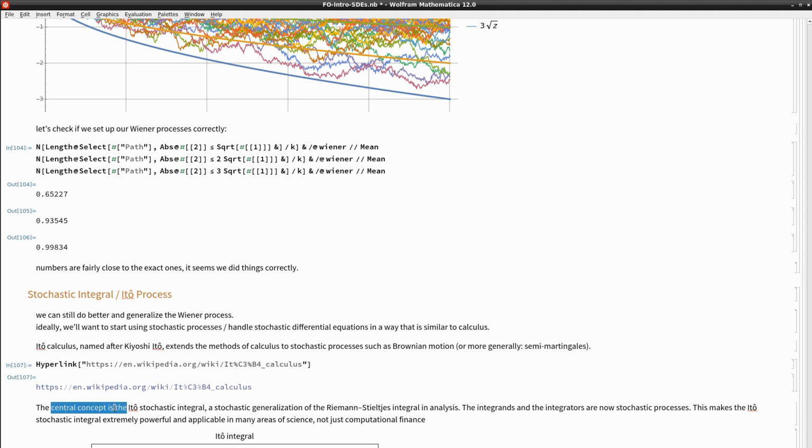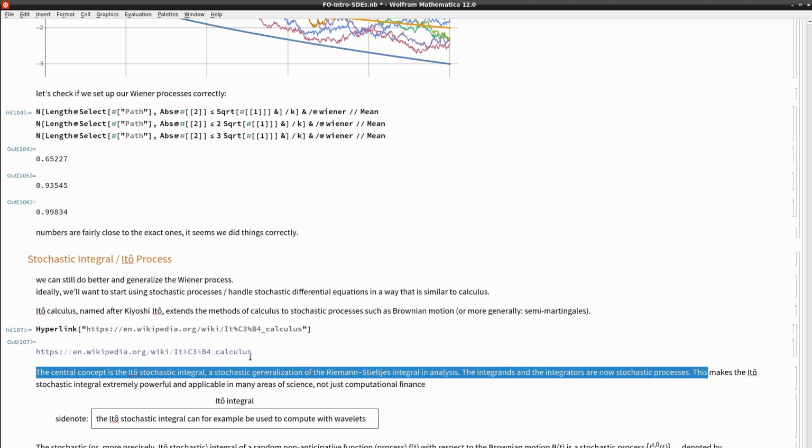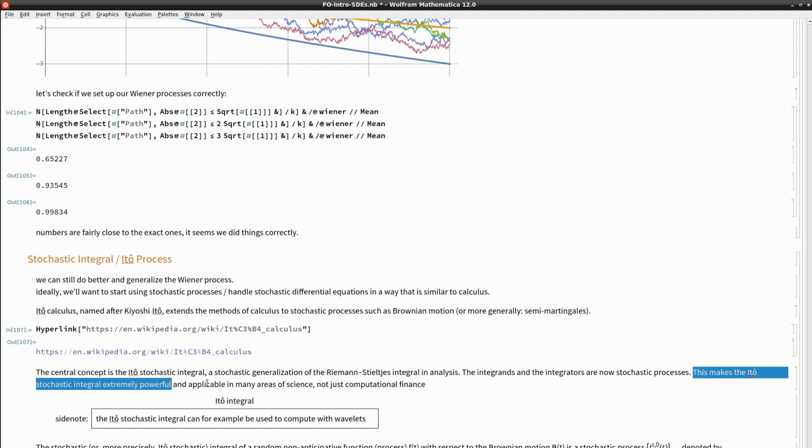And the central concept is the Ito stochastic integral. It's a stochastic generalization of the Riemann-Stieltjes integral that we have in analysis. And it means that the integrands and the integrators are now stochastic processes. But that's the important improvement. We can really deal with integrands and integrators again. And this makes the Ito stochastic integral extremely powerful and applicable in many areas of science and not just in computational finance. So I make a side note, the Ito stochastic integral can, for example, also be used to compute wavelets. And it's used in security theory, it's used in many things, in botany, in computational physics, computational chemistry, definitely not just in computational finance.